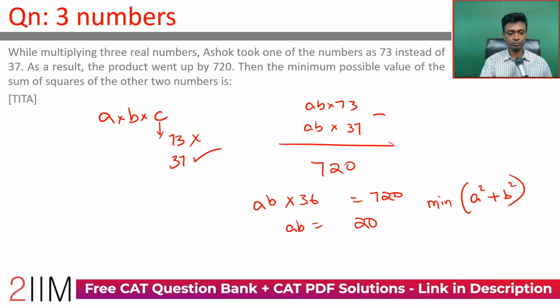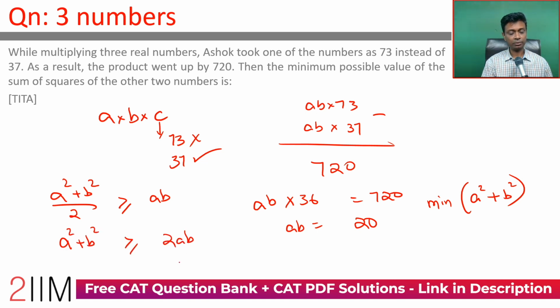AB is 20. (a² + b²)/2 is greater than or equal to AB. The arithmetic mean of two numbers is greater than or equal to the geometric mean. So a² + b² is greater than or equal to 2AB, or a² + b² is greater than or equal to 40. The minimum possible value of the sum of the squares is 40. a² + b² has to be greater than or equal to 40.